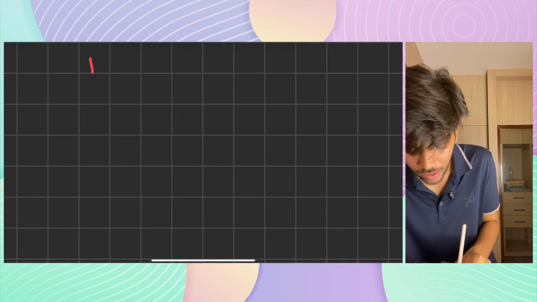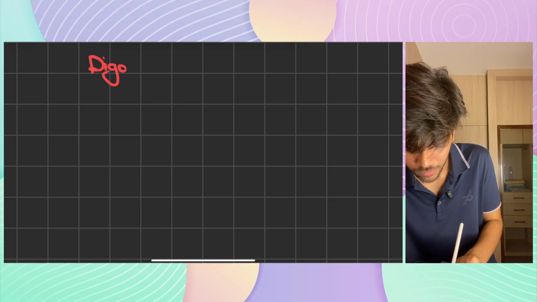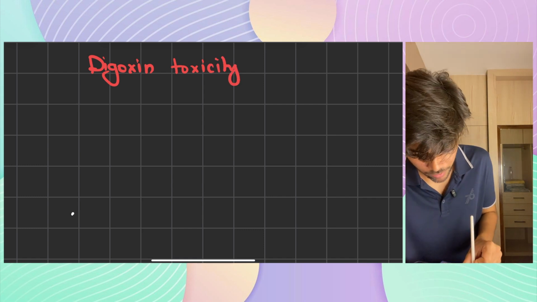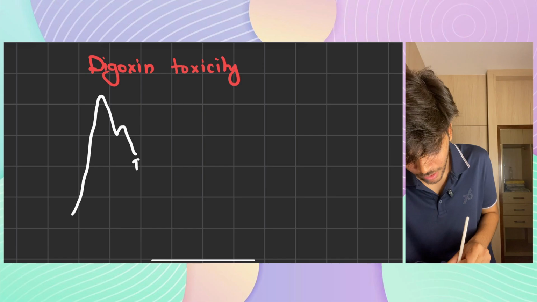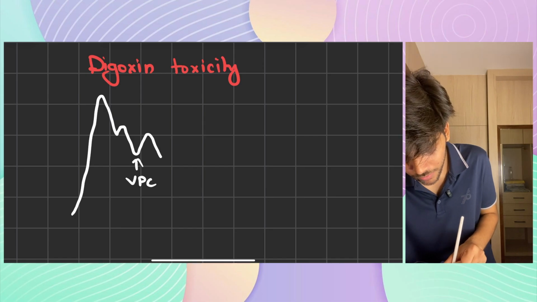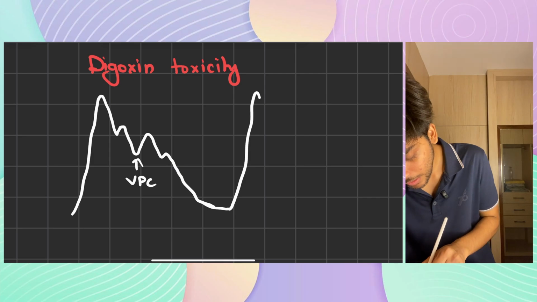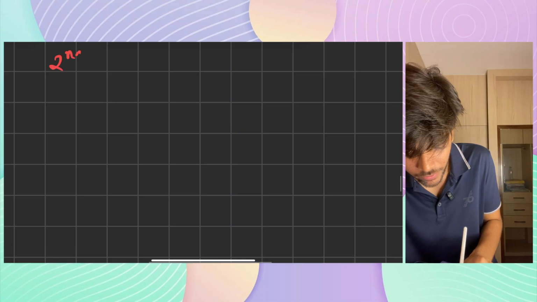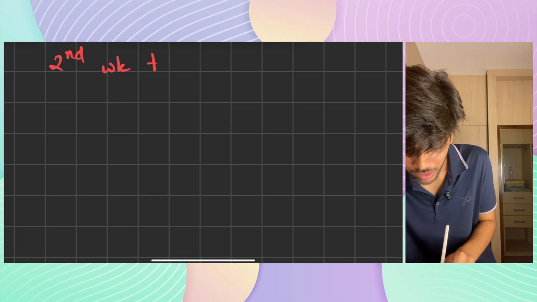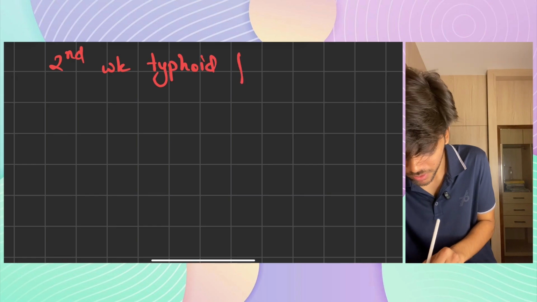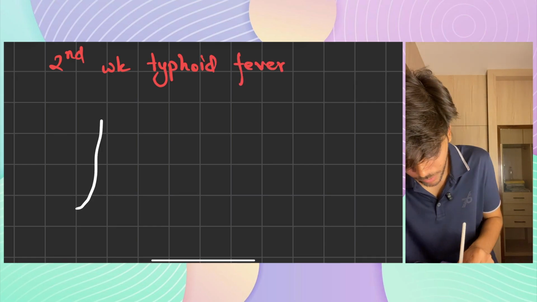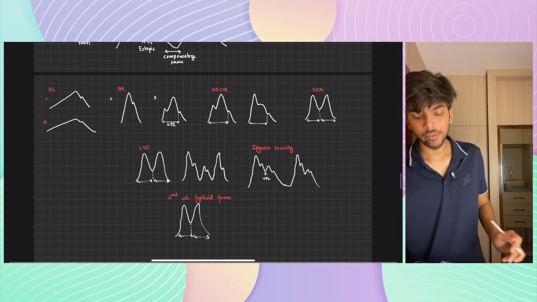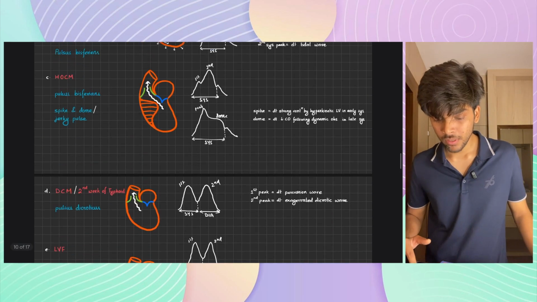Then in digoxin toxicity, we had pulsus bigemini with a normal pulse, then ventricular premature contraction giving us a twin of the pulse and then a compensatory pause. Again repeat. And then finally, in the second week of enteric fever, typhoid fever, you had pulsus dicroticus as well. That is one peak in systole and the other peak in diastole. So those are the various abnormal pulses, right?